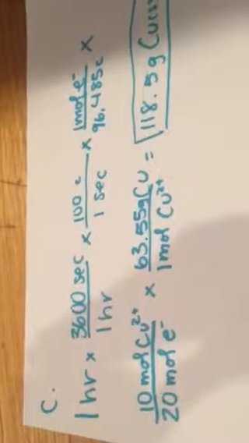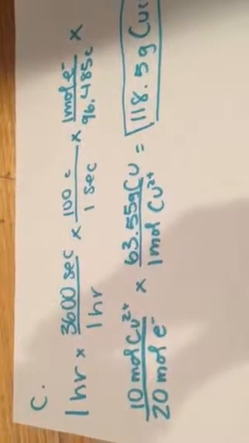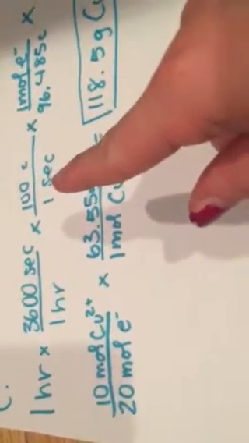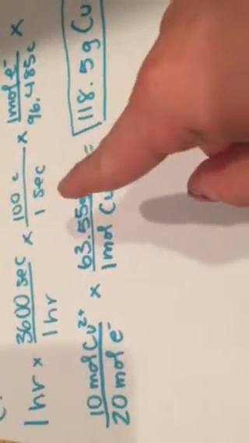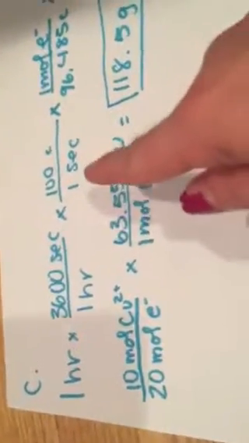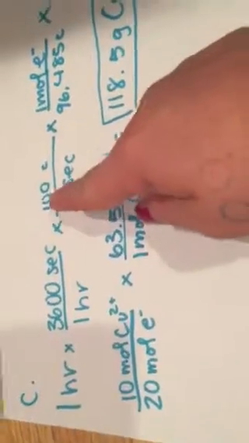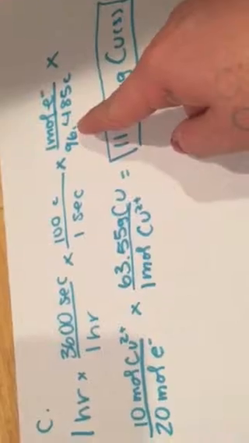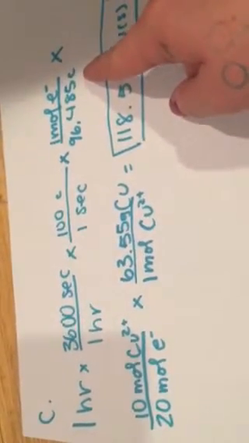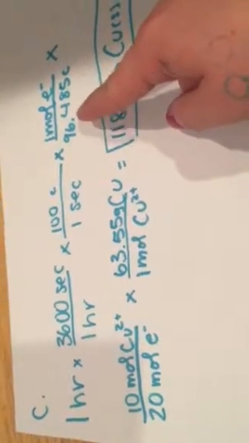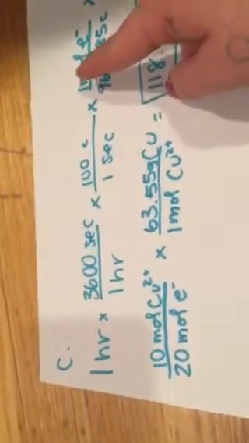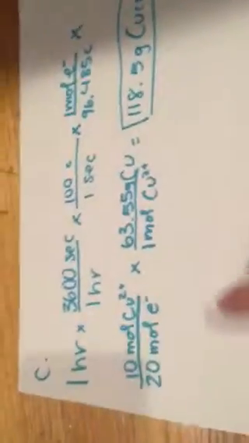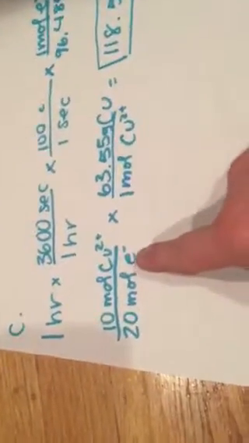So we know that in 1 hour that's 3,600 seconds. And then we need to cancel out seconds. So we can use amperes, which also is coulombs over seconds. So we can use that, and it gives us 100 amperes. So it's 100 coulombs over 1 second. And then we use Faraday's constant, which is coulombs also. So that's 96,485, and then we can put it over 1 mole of electrons, because that's how it is in Faraday's constant. And then we need to cancel out the electrons.